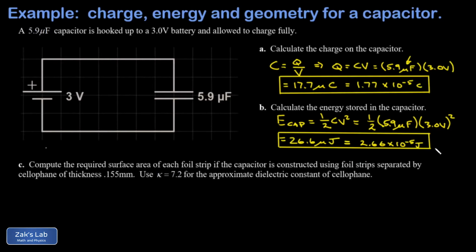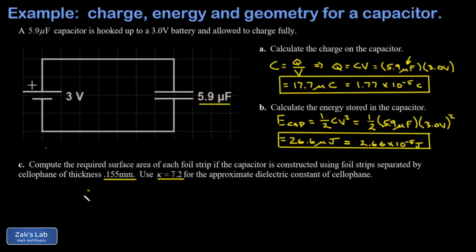Finally, in part C, we get into the geometry of the capacitor, like how is this thing constructed. So it's made by foil strips that are separated by cellophane strips to prevent it from shorting out. The thickness of the cellophane is 0.155 millimeters, so that is the plate separation distance between the foil strips. Cellophane has a dielectric constant of about 7.2. And we should be able to find out the surface area of each of these foil strips in order to achieve a total capacitance of 5.9 microfarads.